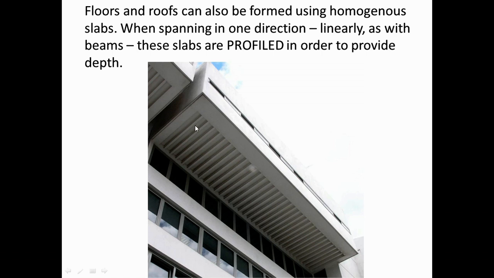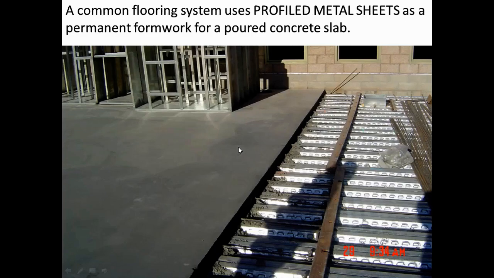So instead of this being one big solid thick piece of concrete, which would add a lot of dead weight, again, it's effectively a lot of little beams, isn't it? Called downstand beams in this case. Very commonly used in construction technology are profile metal sheets and poured reinforced concrete slabs.